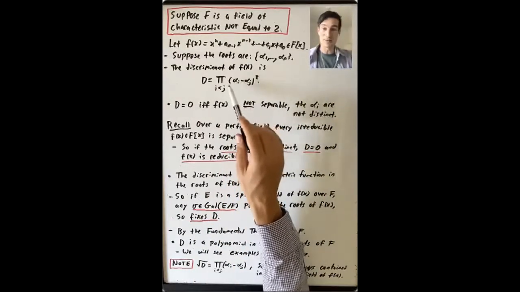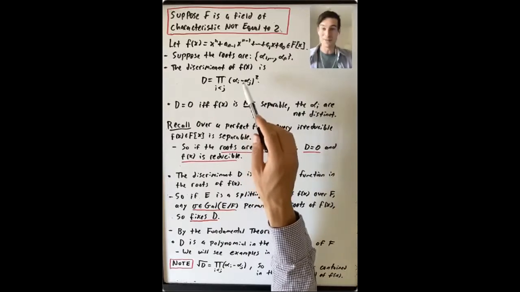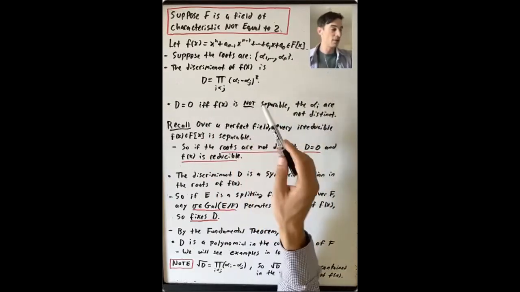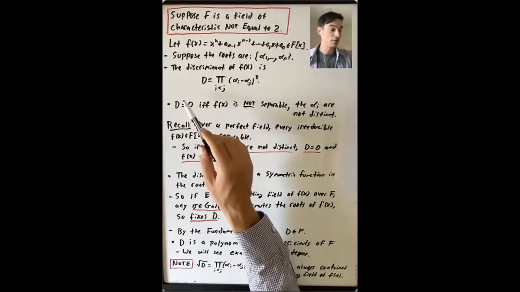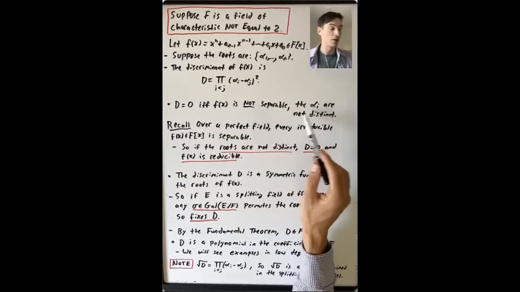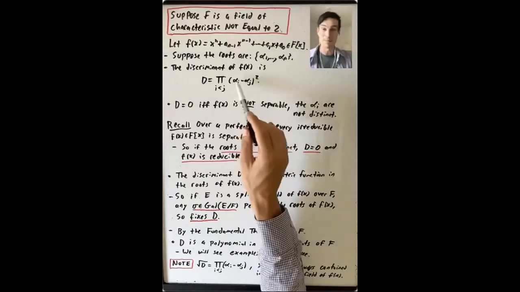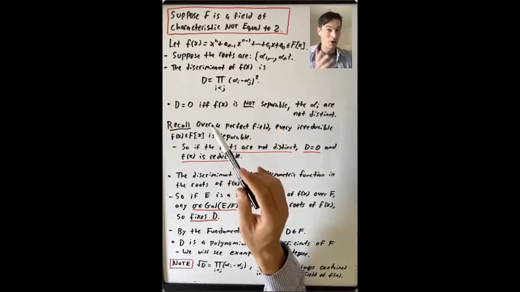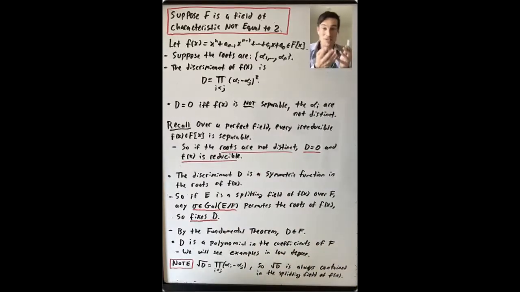This is a product of a bunch of things in a field. So this is 0 if and only if one of these terms is 0. So D equals 0 if and only if f(x) is not separable, if the alpha_i are not distinct. If there's some term where you have one root minus another root that gives you 0, then those two roots are the same. Okay, so when does that happen?